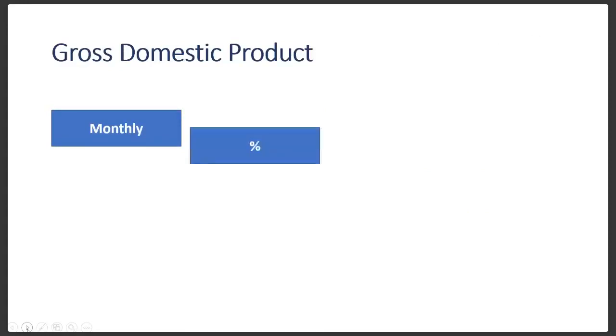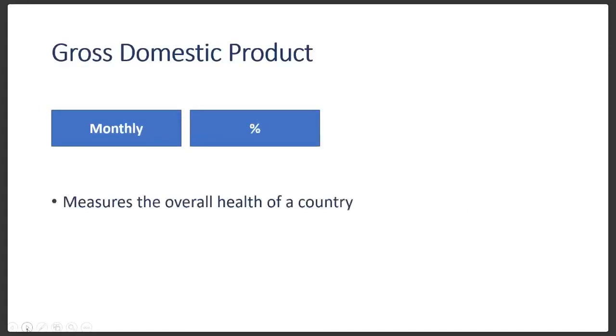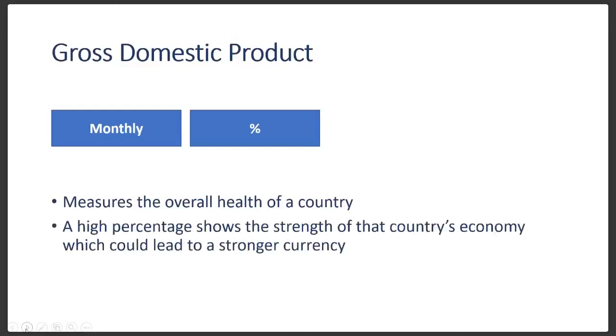Gross domestic product. This is another key indicator to watch. Again, it's released monthly and is indeed a percentage. But this measures the overall health of a country, how much the country is growing, how healthy that country's economy is. The higher percentage shows the strength of that country's economy, which could also lead to a stronger currency. The lower the number could, of course, potentially lead to a negative impact on that currency. So this is why GDP, gross domestic product, is a key indicator to watch.